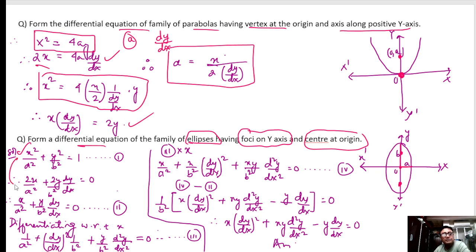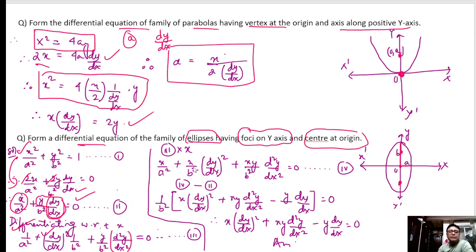The first differentiation we do gives 2x by a square plus 2y dy by dx by b square. The 2s cancel, we get this, and now again differentiating it. This will become only 1 by a square. This is in u into v form. Differentiating y gives dy by dx into dy by dx, which is dy by dx whole square. And now keeping y, we have to differentiate dy by dx, which is d2y by dx2.